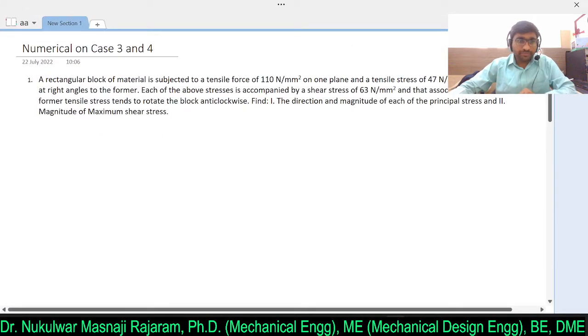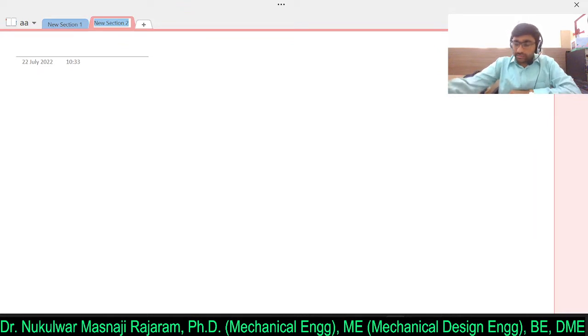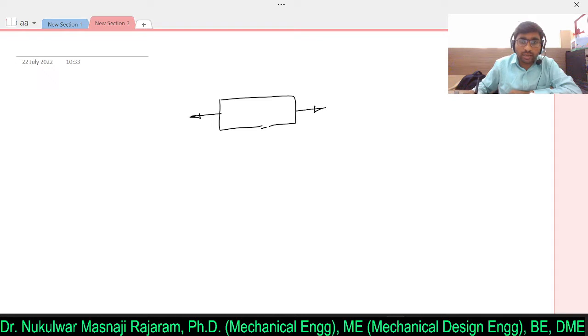Good morning, everyone. In the previous lecture, we learned how to evaluate normal stress, shear stress, or tangential stress on any oblique plane in different cases. In the first case, we observed a bar with only one normal stress acting in one direction. This was case number 1.